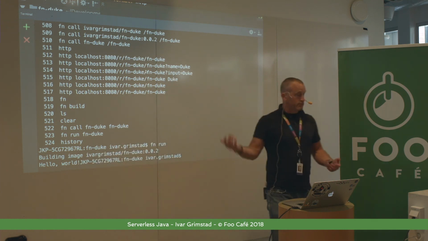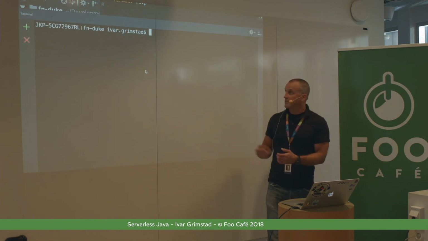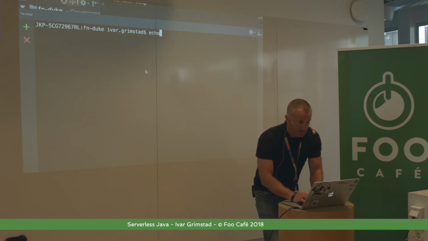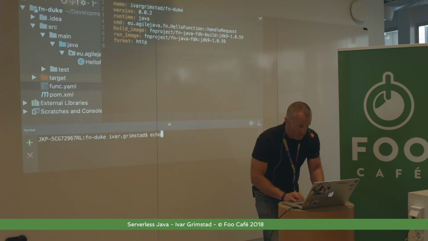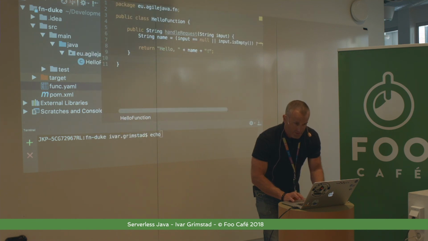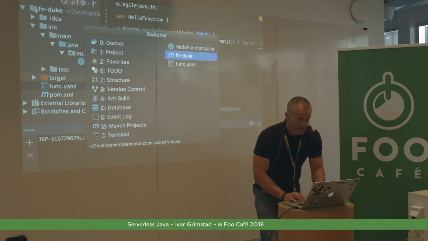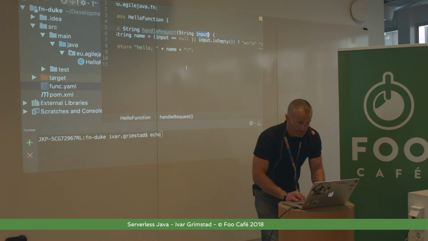So the function is running. It's running locally, and I'm just invoking it. So it's not that interesting. I can also send in a parameter because my hello function takes a parameter and uses that one if it's there. It writes world if it doesn't have an input, and it writes whatever it gets in if it has it.